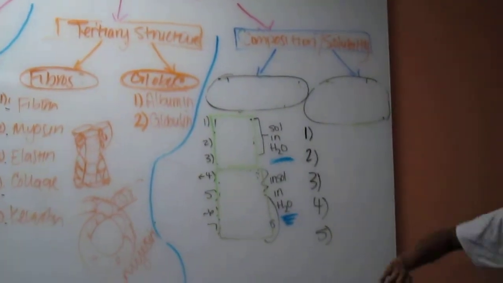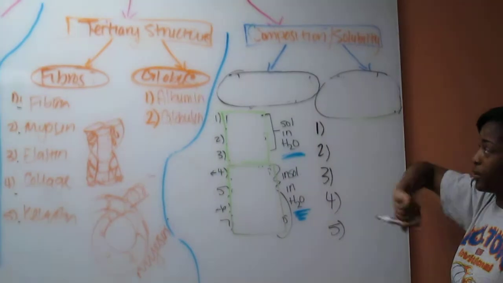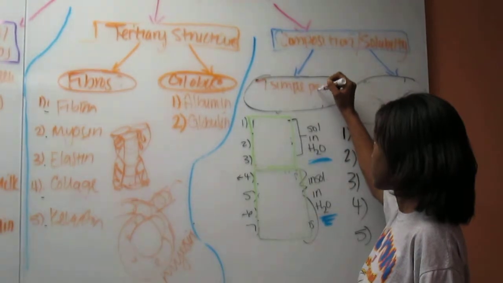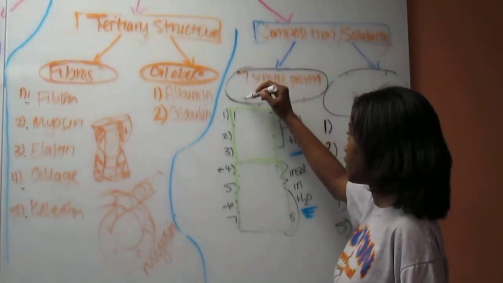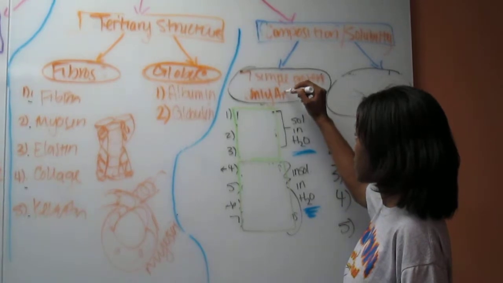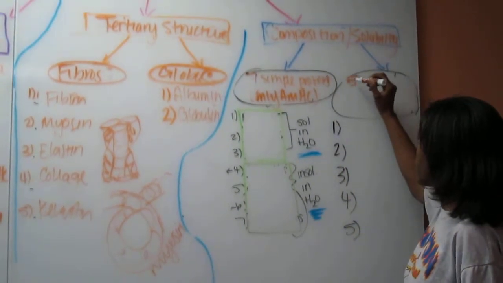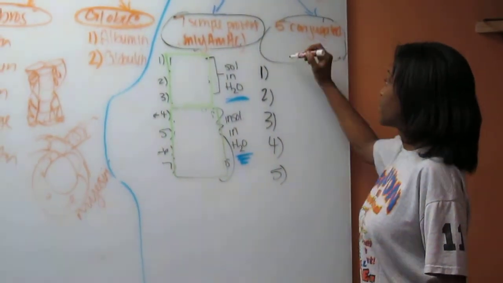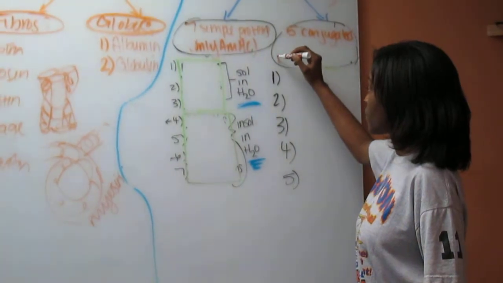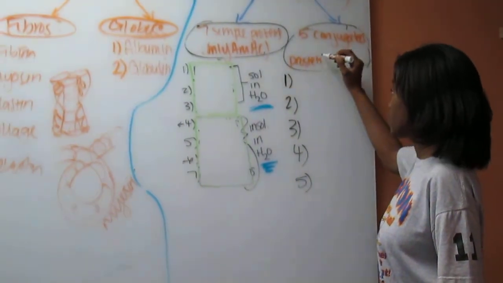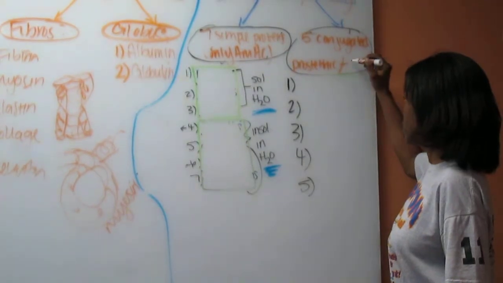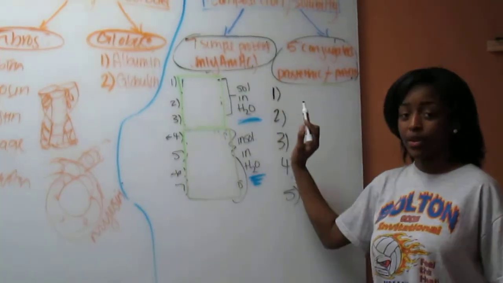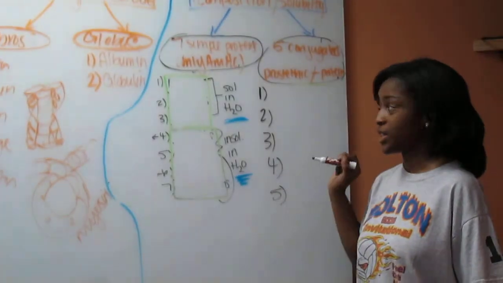The next subcategory is composition and solubility, which could be the 7 simple proteins, which are only amino acids, and the 5 conjugated proteins, which is a prosthetic group plus a protein. There are 3 that are soluble in water and 4 that are insoluble in water.